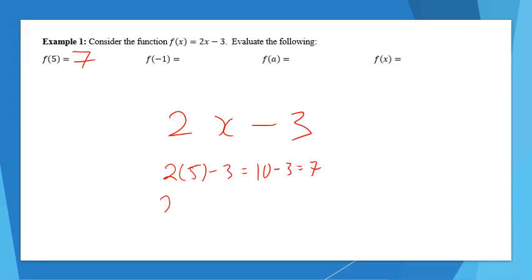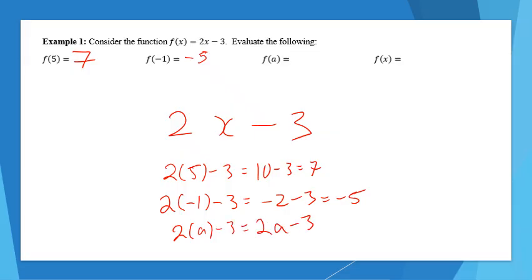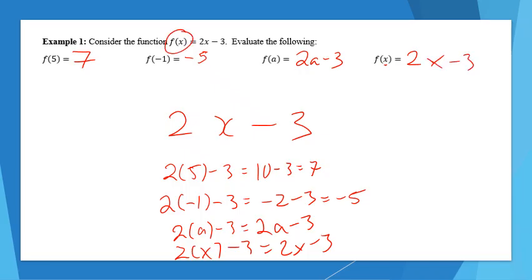To find f of negative 1, you're now plugging negative 1 in for x, which should be negative 5 there. Now a, you have 2 times a minus 3. This just simplified is 2a minus 3. You can't really simplify that anymore. So that should be our answer there. And now f of x. We plug x in for x, which is 2x minus 3, which is just that original function, which, funny enough, is f of x. What is f of x? F of x is 2x minus 3. It's what we just did there. So that should be example 1.